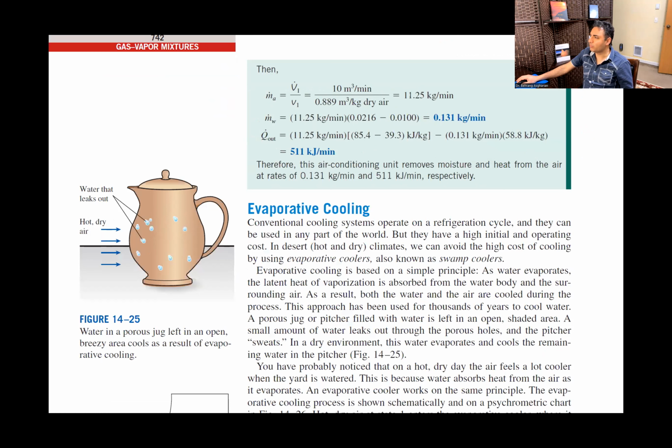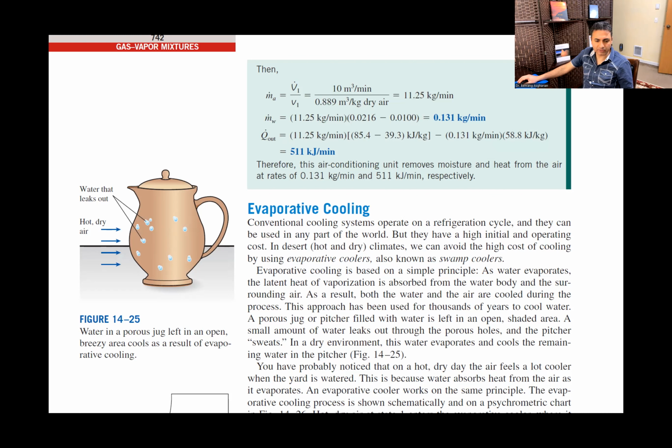I got 11.25 kilograms per minute for M dot of dry air. I can check it one more time, but that's the value I got. For M dot of water, they call it M dot W, M dot water. I call it M dot F, if you remember in my code. Okay, that's fine. 0.131 kilograms per minute, and the value of Q dot, they got 511 kilojoules per minute. Remember these numbers, write them down. We want to check the EES value. So go ahead and check the EES values.